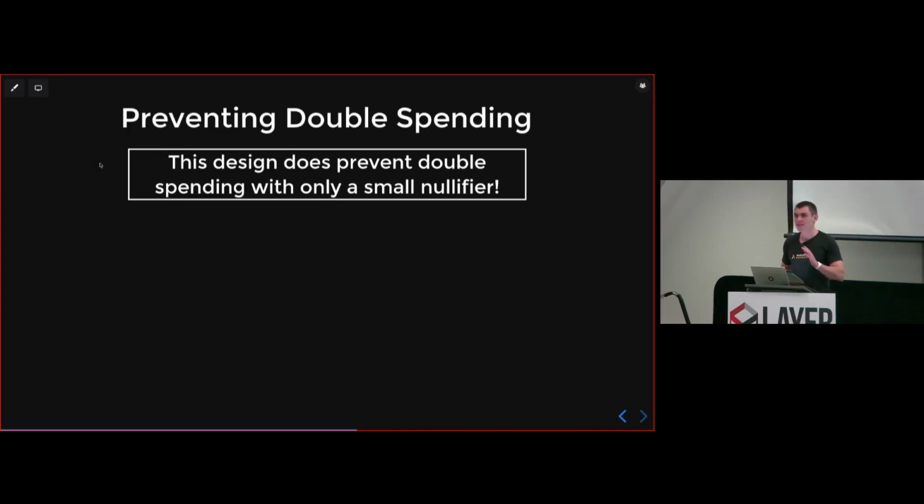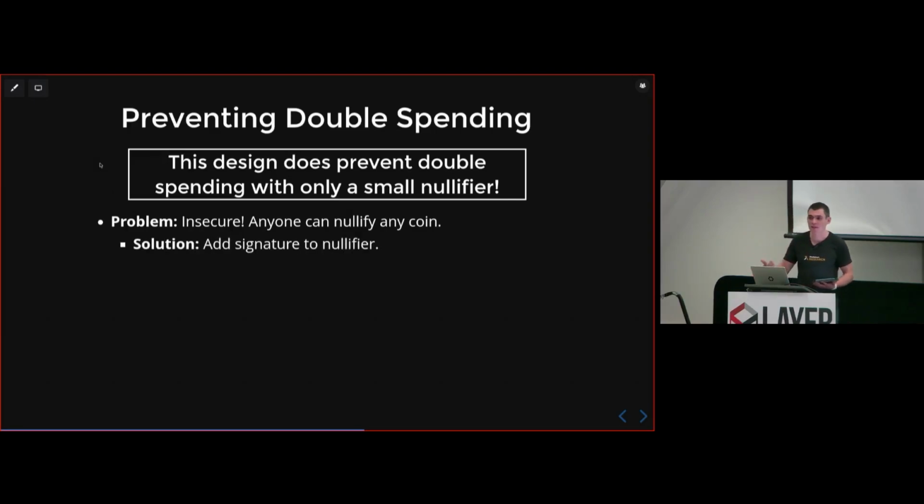The nullifier is still quite different than what we actually use in shielded CSV, so I'm going to quickly go over the changes that we make to the nullifier without going into too much detail. So first, our nullifier has a very big problem, which is that it's completely insecure. Anyone can nullify any coin if they just know the coin ID. They just post the coin ID and some transaction hash to the chain. So we can solve that by adding a signature to the nullifier.